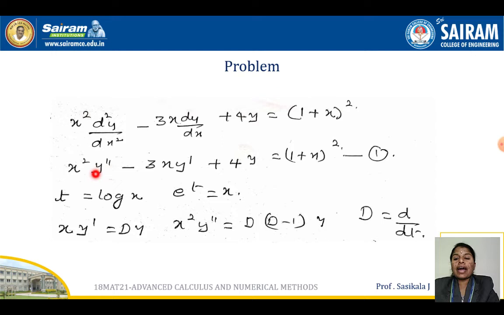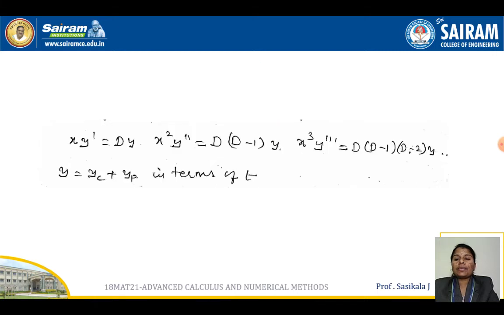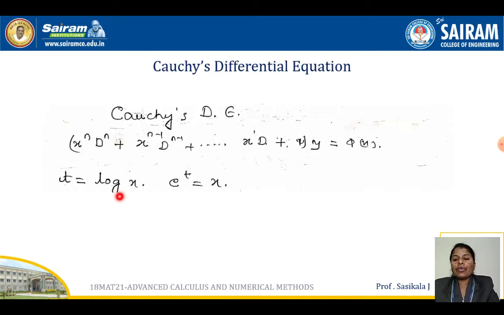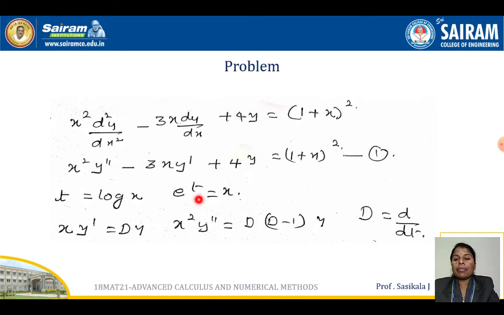But now you can see there is a variable coefficient. Before solving, I am first going to convert it in terms of a constant coefficient. It is in the x format, that means x squared into d square is there, so I should use Cauchy's method. As per the steps we have seen, assume t is equal to log x, that is x is equal to e power t. In the same format, immediately x into y dash is replaced by Dy, then x squared into y double dash.